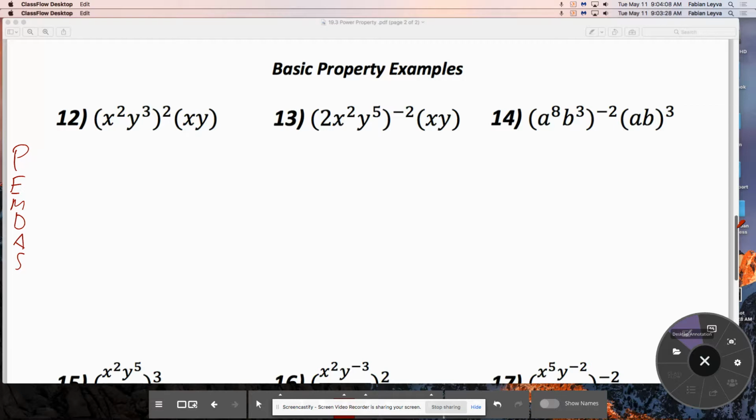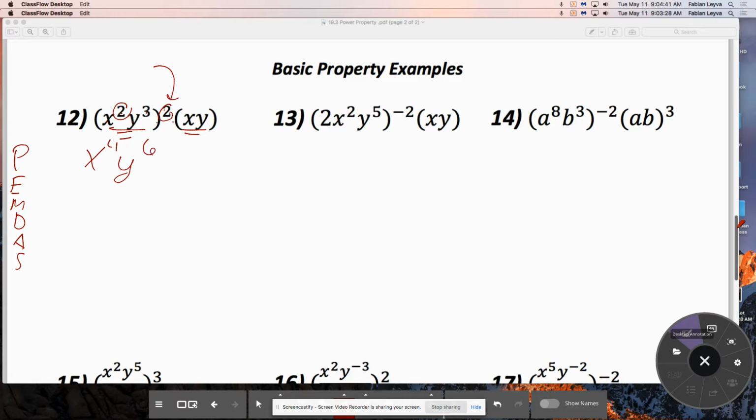So if you see a problem like number 12, start with the parentheses. Is there any work to be done inside of these parentheses? Can you simplify it any way, shape, or form? No. Now, are there any exponents? And what I mean by that is, is there an exponent raised to another exponent? Yeah, it's this guy right over here. So concentrate on simplifying that part first. This is x to the 2 raised to the 2. What does that simplify to? x to the 4. This is y to the 3 raised to the 2, so it's y to the 6.